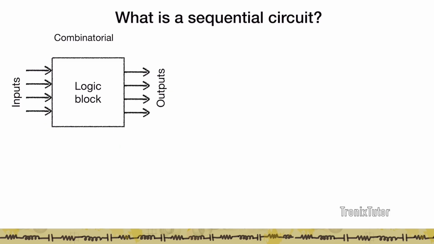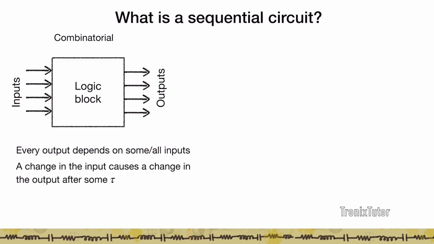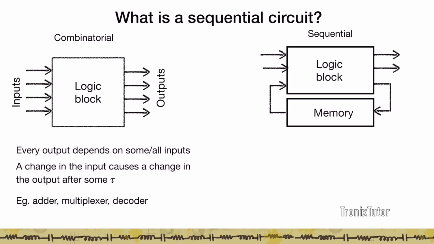So what's a sequential circuit? So we've looked at combinatorial circuits so far. What are combinatorial circuits? Circuits where every output of this block depends on some or all of the inputs to that block. And if there is a change in an input, then a change in the output occurs after some tau seconds. And examples of circuits would be adders, multiplexers, decoders, etc.